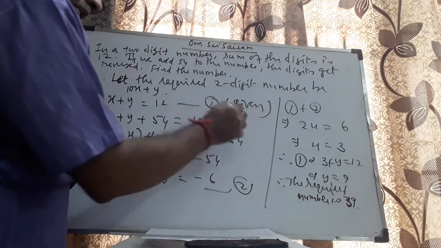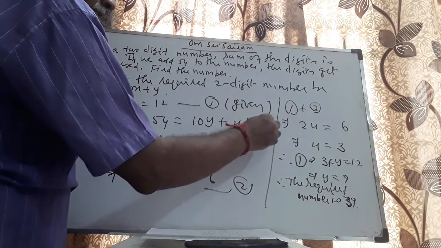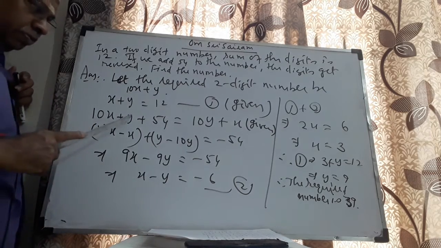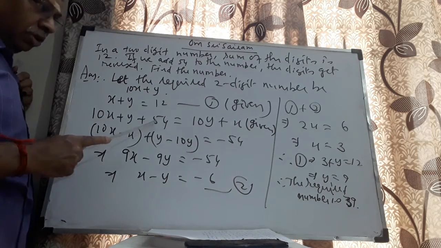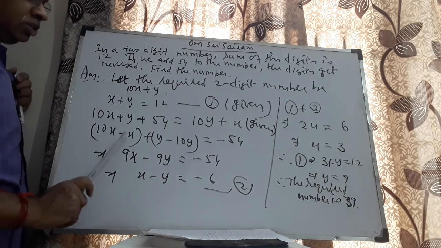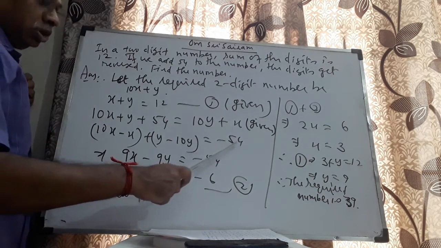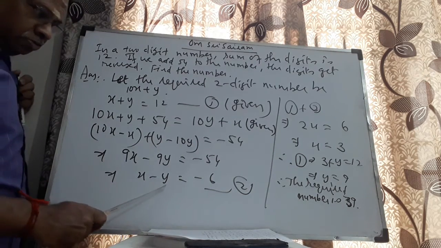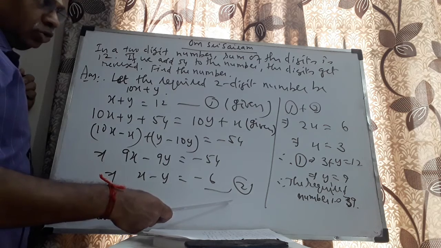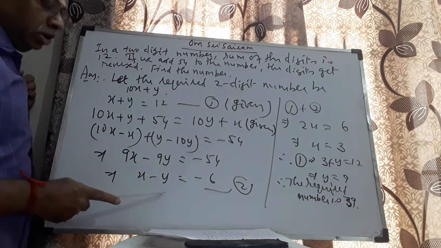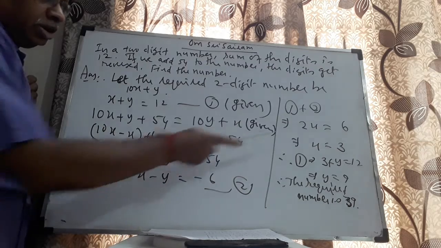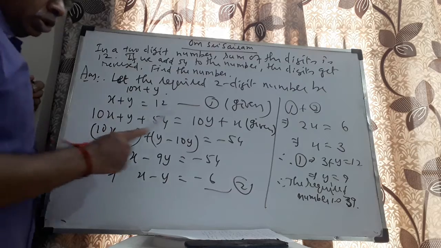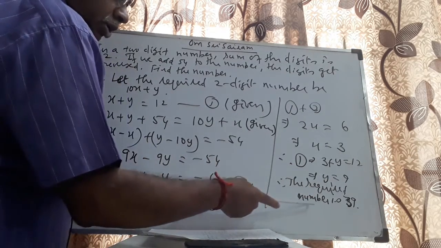That is given. Therefore, whatever is given in wording should be converted into mathematical terms. Therefore, 10x plus y plus 54 will be equal to 10y plus x. 10x minus x plus y minus 10y is equal to minus 54. 9x minus 9y is equal to minus 54. x minus y is equal to minus 6. Equation 2. Add 1 and 2. y minus y gets cancelled. 2x equal to 12 minus 6 is 6. x becomes 3. Therefore, go back to equation 1. 3 plus y is 12. y becomes 9. The required number is 39.